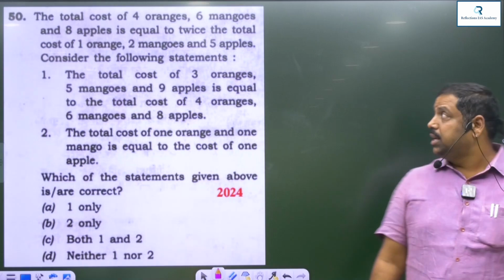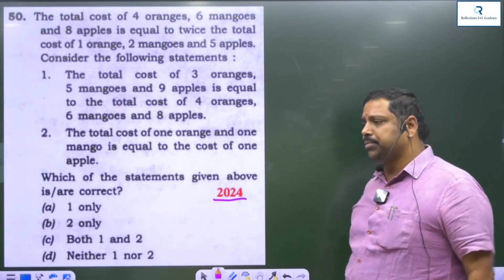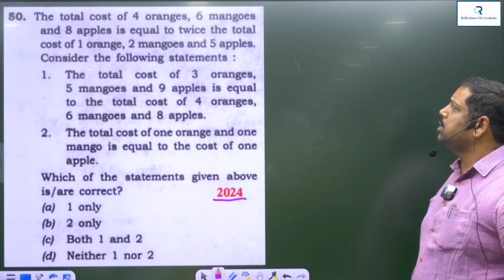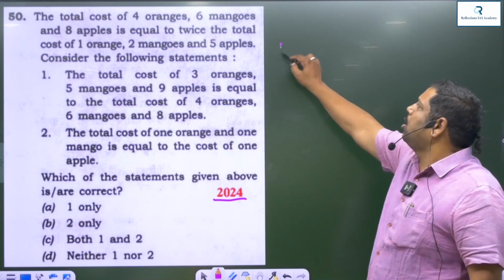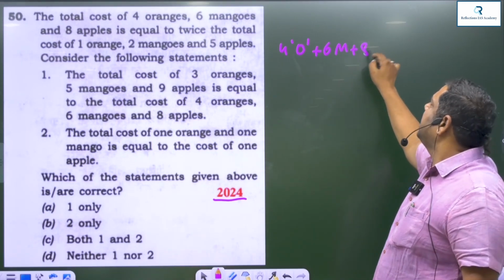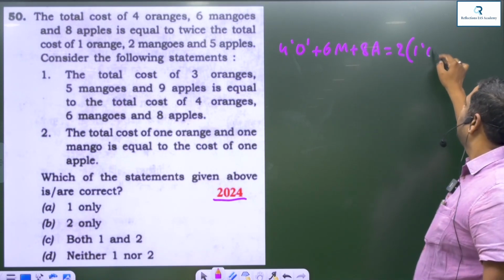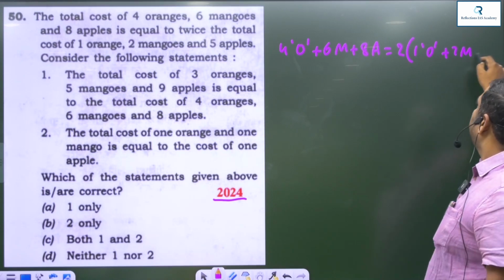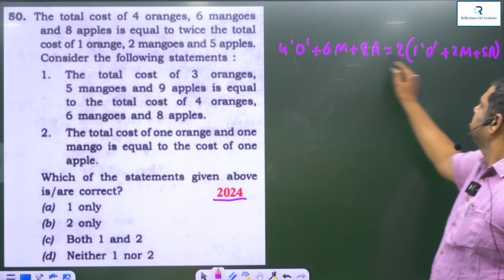Right. Now let's see the next beautiful one. This is also CSET 2024 paper. Okay. The total cost of 4 oranges, 6 mangoes and 8 apples is equal to twice the total cost of 1 orange, 2 mangoes and 5 apples. Here simply 4 oranges, 2 oranges.